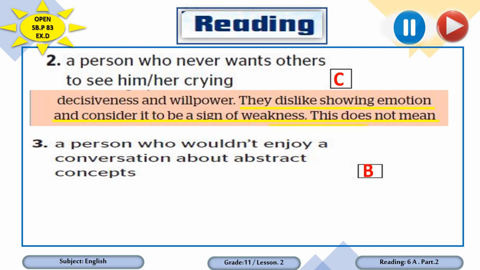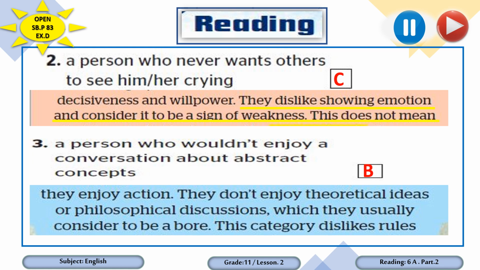Number 3, a person who wouldn't enjoy a conversation about abstract concepts. Excellent. Belongs to B, the free spirits. We can find it here. The free spirits don't enjoy theoretical ideas or philosophical discussions, which they usually consider to be a bore. Excellent.